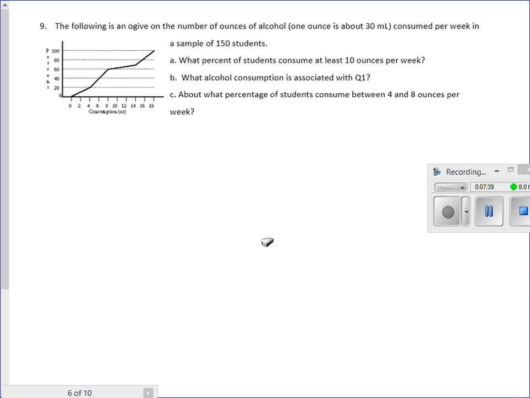Here's an ogive. We can see that there are 150 students, so n equals 150, and that could come into play. So what percent of students consumed at least 10 ounces per week? So if we go up to 10 ounces, we go over, that's the 60th percentile, so at least 10. So we need greater than or equal to 10 ounces. Well, that's everything from here on up, which would account for 40% of the folks. So we need 40% out of the 150. And so that tells us that there's about 60 students.